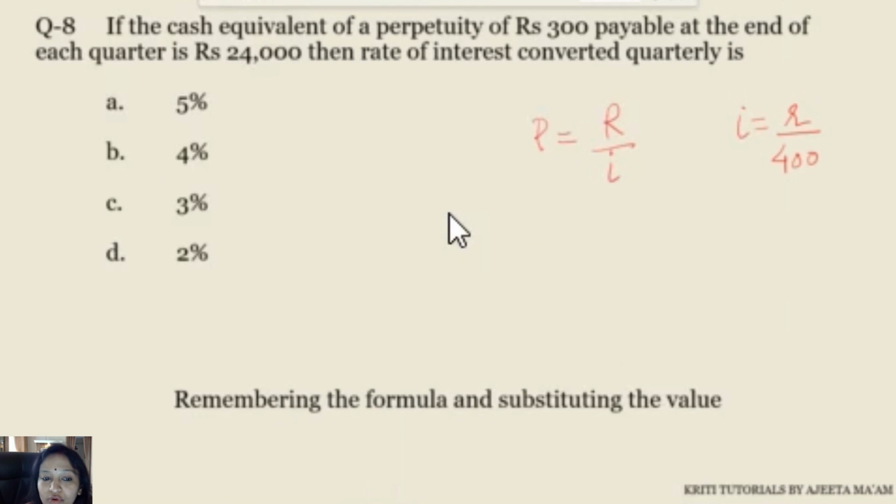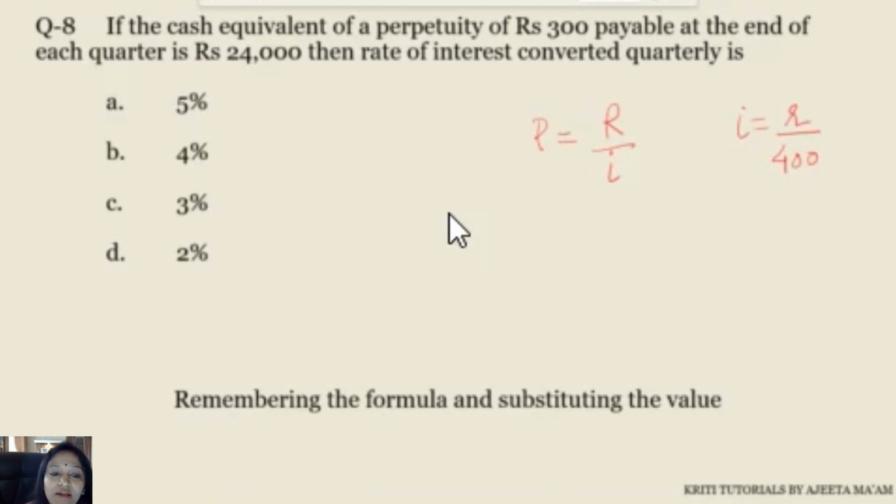Now why have we taken 400 here? Because it's quarterly. Whenever it is quarterly, we say R upon 400. Otherwise, it is always R upon 100 for annual, R upon 200 for semi-annual. And for quarterly, i is R upon 400. Now what is given to you?